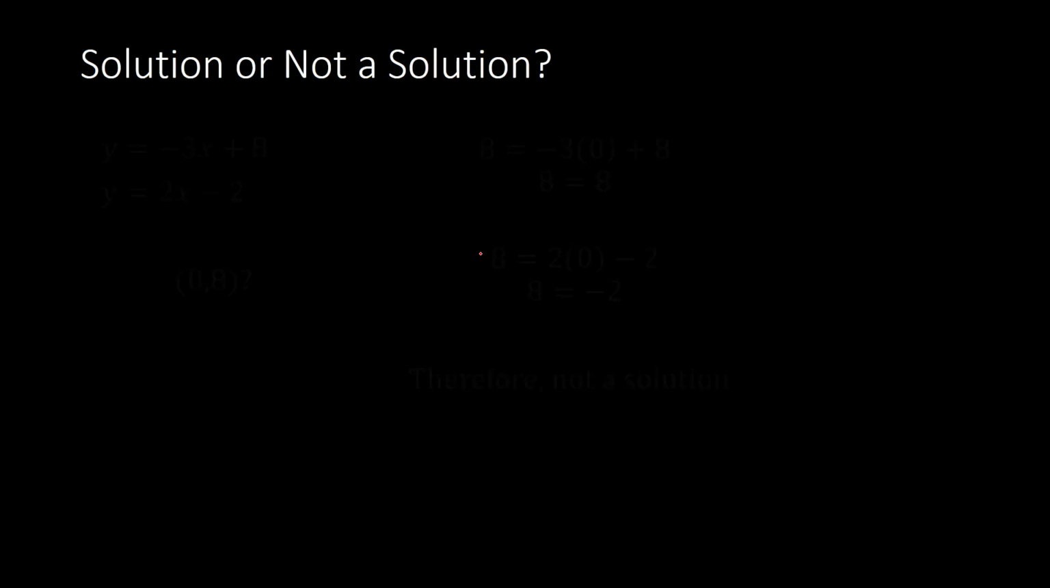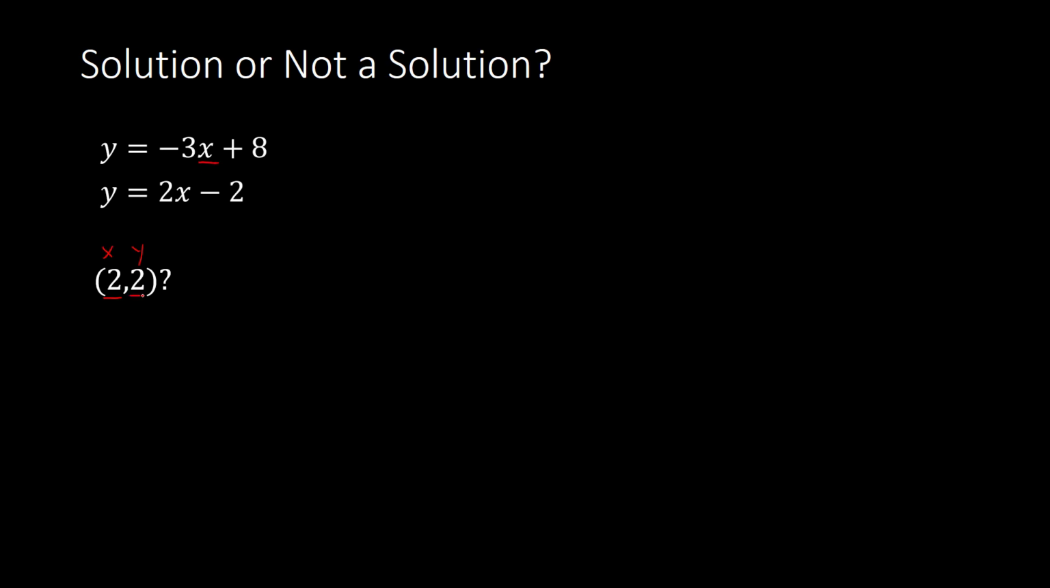So let's look at another example. Using the same equations, let's try to see if (2, 2) would be a solution to the system. So remember, this first number is your x value, second one is y. And so in place of x, I'm going to put a 2, and in place of y, I'm going to put in the other 2. So here we have 2 equals negative 3 times 2 plus 8. So 2 equals negative 6 plus 8, which would equal 2. So 2 equals 2. That would be a solution for the first equation.